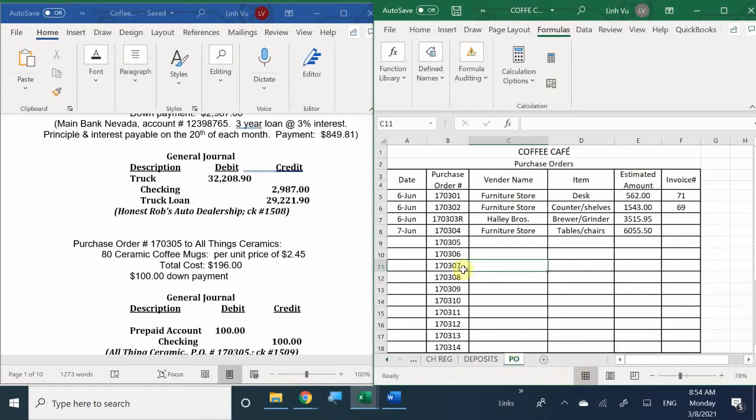Okay, so purchase order, right? Good. So the number is 305. Okay, it's June 8th. We purchased this from All Things Ceramic. Okay, and what did we buy? We bought coffee mugs, or in this case I'm just gonna write mugs. All right, for how much were we quoted for?